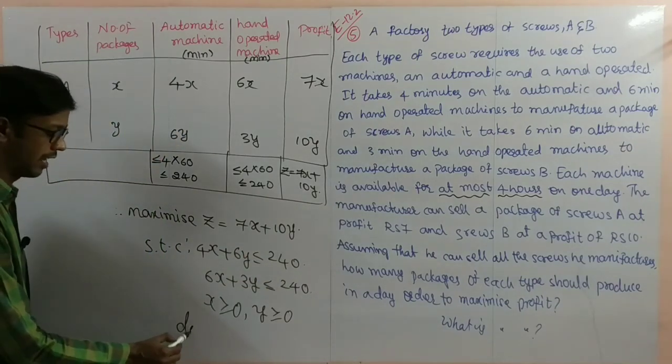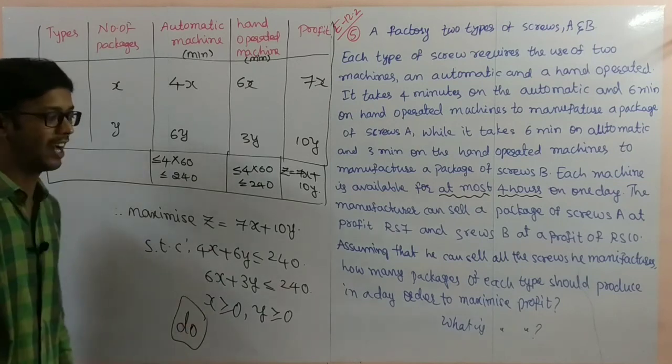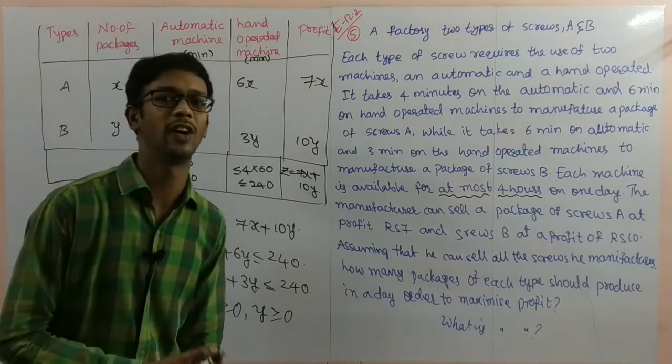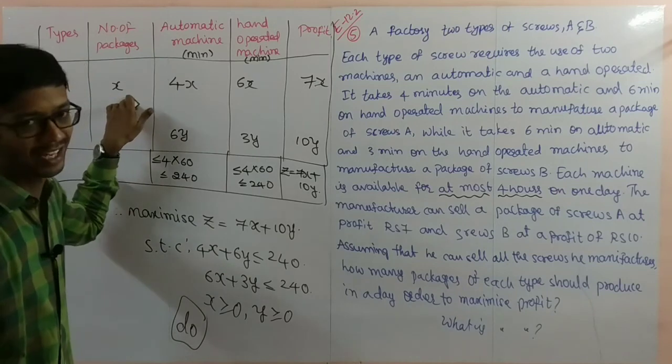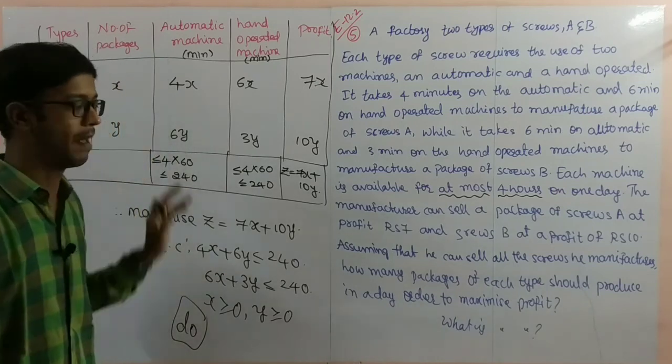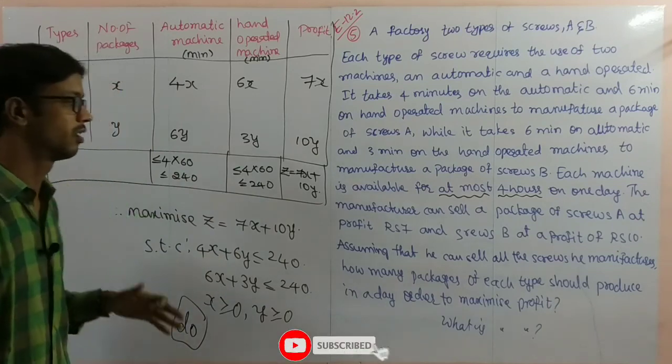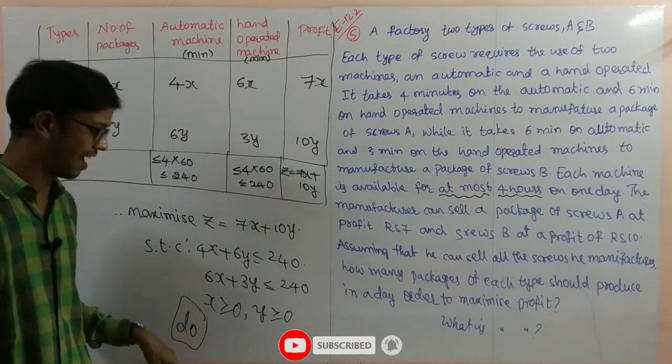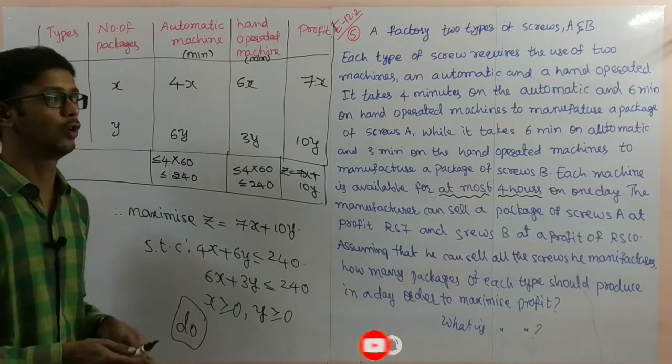This is a linear programming problem: objective function subject to constraints and non-negative constraints. So the graph you can take as a homework. And finally you have to conclude the X and Y values, the number of screw packages of A and B to maximize the profit. So take this graph as a homework and pause the video to note it down.